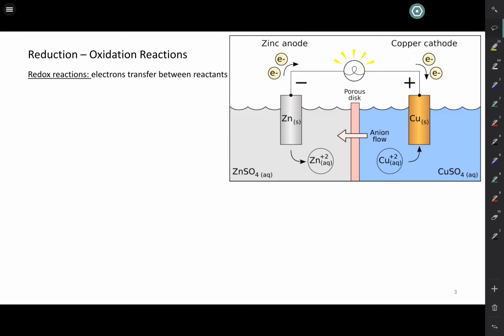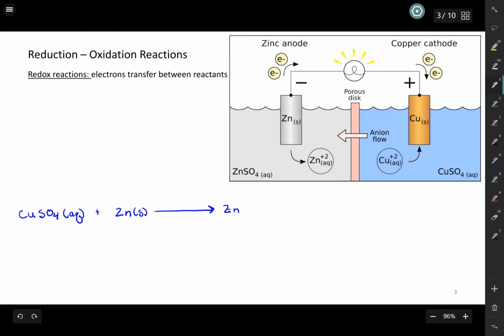So we'll start by looking at an example of an electrochemical cell where we have a zinc anode and a copper cathode. In this reaction, we would write it as copper sulfate, CuSO4, in an aqueous solution, reacting with solid zinc and converting into zinc sulfate and solid copper.